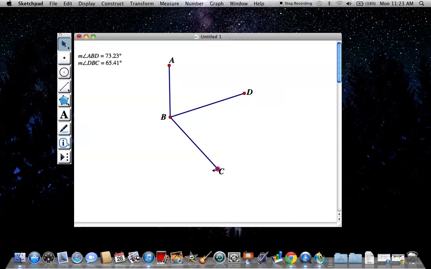Okay, I can move them around here a little bit. They're still adjacent. Okay, everything is still adjacent because they share BD. Okay, so those are adjacent angles.